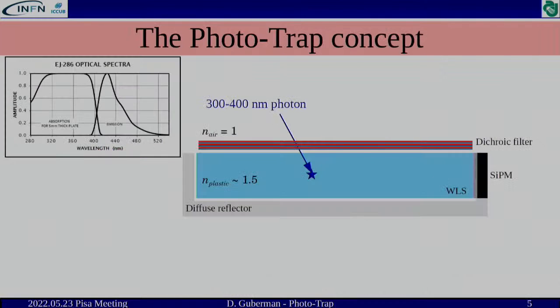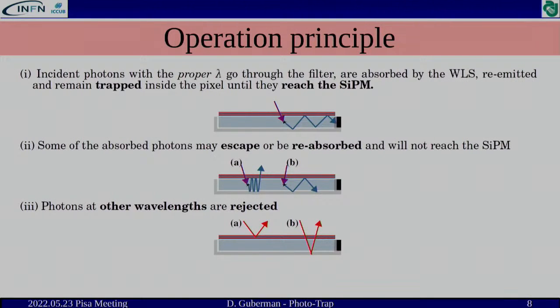To see how it works, when a photon enters, if it has the proper wavelength, meaning the one in the absorption band of the wavelength shifter, it will go through the filter and be absorbed, then re-emitted isotropically. If we are lucky enough, it will bounce around, staying trapped inside the plastic, either by total internal reflection or by reflections in the filter or in the reflective walls, until it eventually reaches the silicon PM. We will, of course, not always be so lucky.